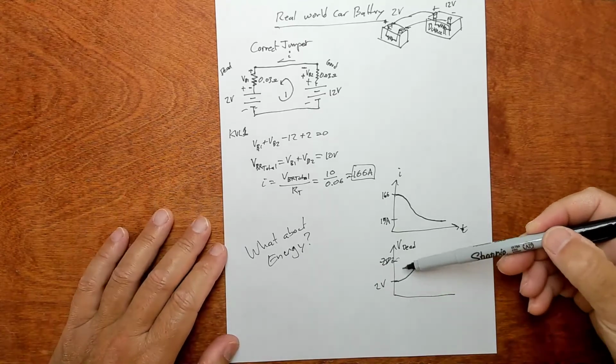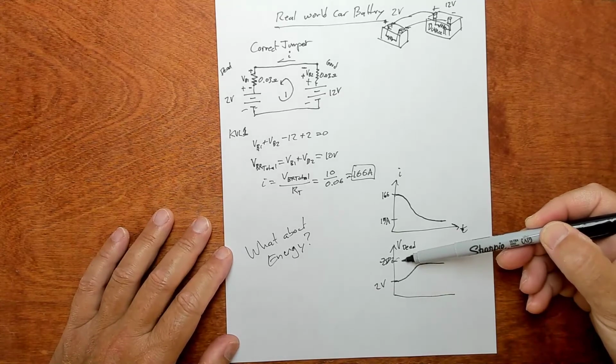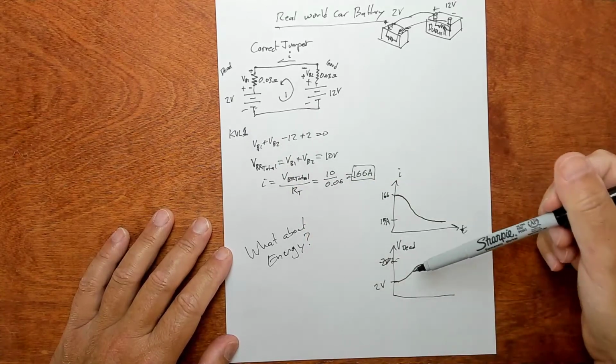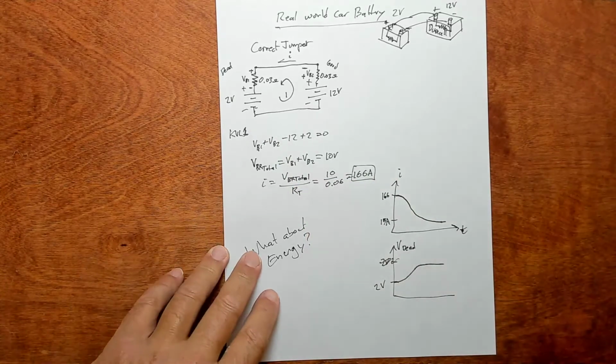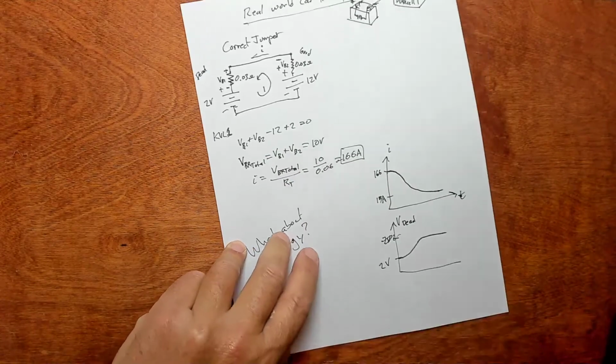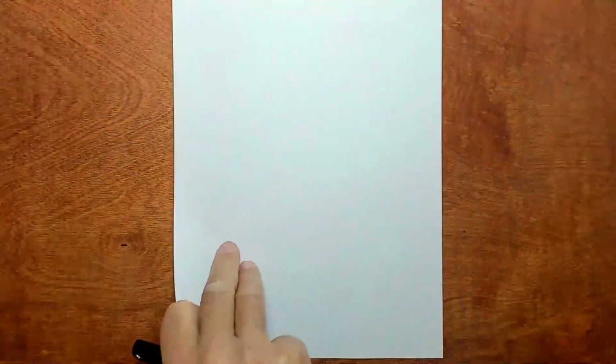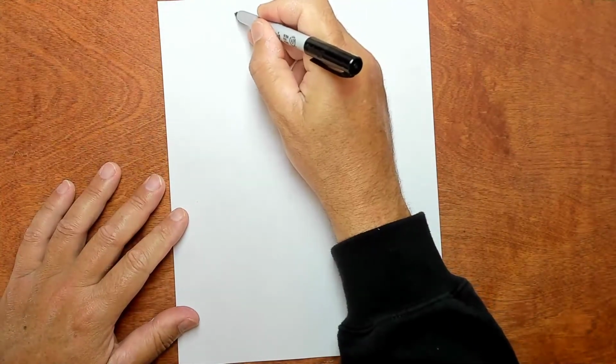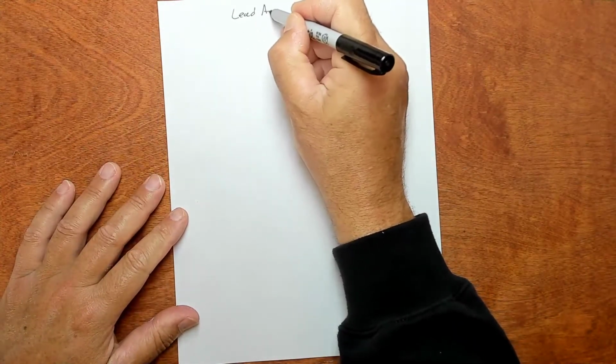Well, the voltage is going to rise pretty quickly, but that doesn't mean that this thing is charged. The voltage is not the exact same thing as energy. So that's another thing to think about, and let's think about that a little bit. Let's just think about lead acid car batteries.